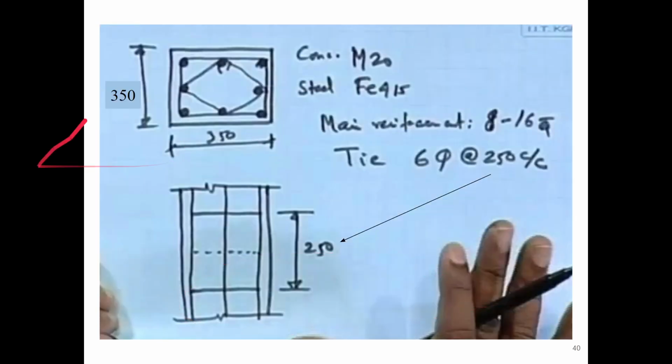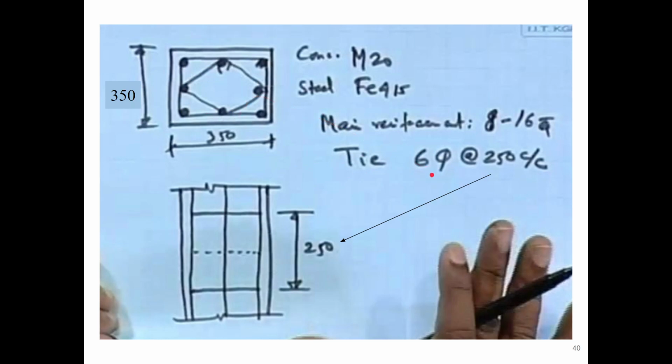So based on the design, this is the cross section and diagram, okay, the sketch of our design. So we have designed a section which is basically a square section having a dimension of 350 by 350 mm, and M20 is the concrete grade, Fe415 is the steel grade. The main reinforcements are 8 bars of 16 mm diameter, okay, and tie bars are this one, okay.